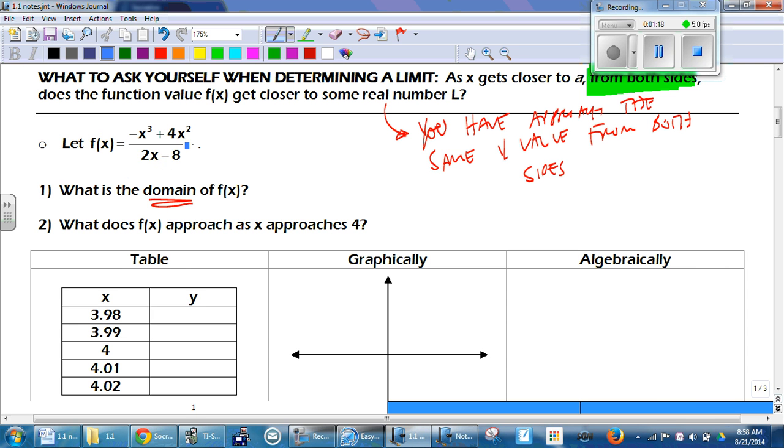Right, if you put 4 in this denominator, you get 0, and we can't divide by 0. We can put any other number we want in for x into this equation, and we're going to get something out. But if we put 4 in for x, we get 0 in the denominator, can't divide by 0. So our domain would be all real numbers except 4.